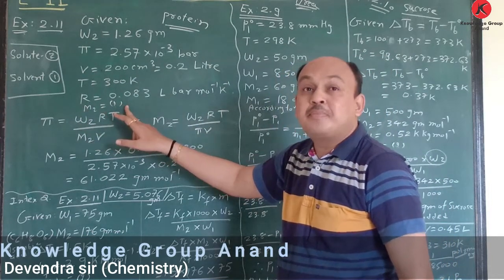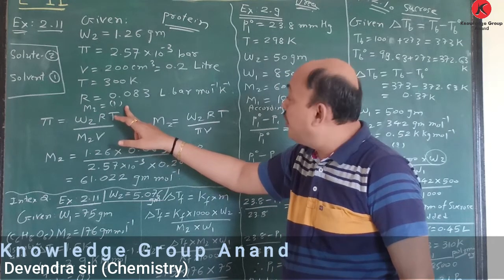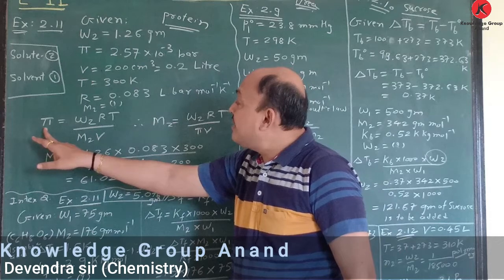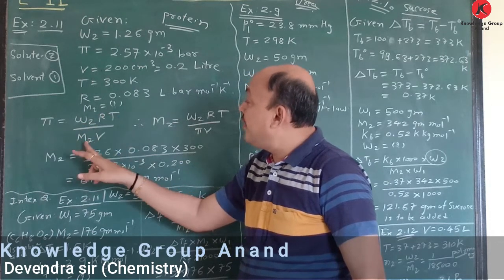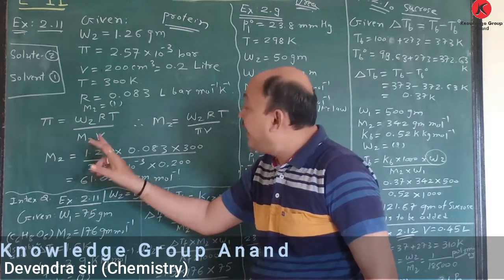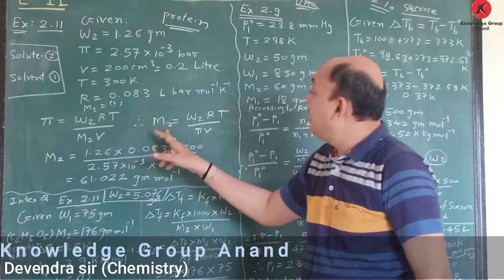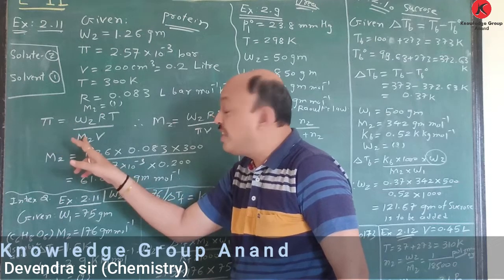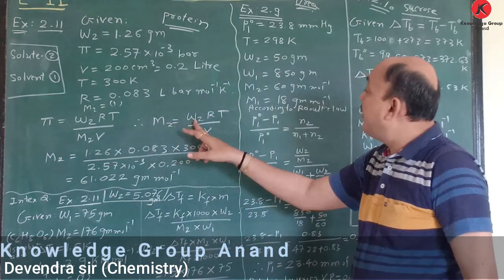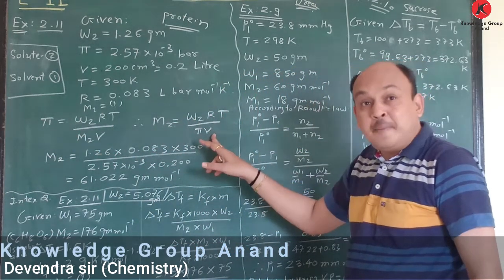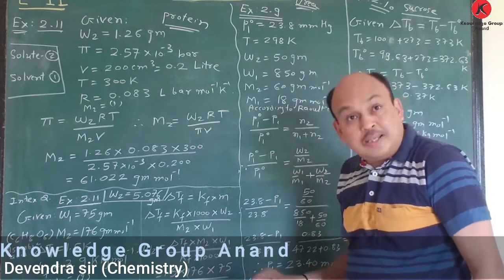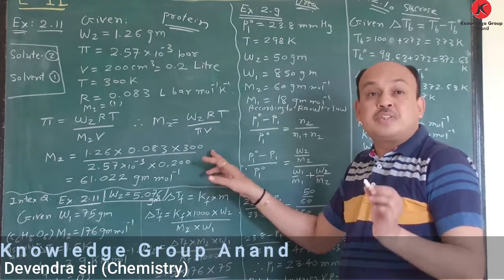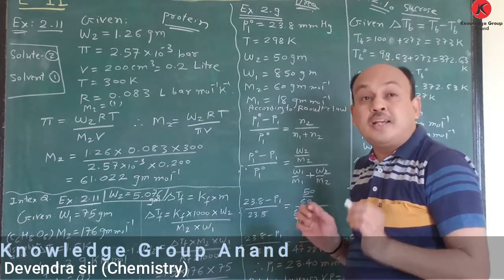M2, that is the molecular mass of solute, you have to find out. So here you have to remember one formula: pi is equal to W2 RT divided by M2 into V. So here M2 is equal to what? If we make the formula with respect to M2, at that time pi comes at this position. So M2 is equal to W2 RT divided by pi V. Put all those values. Now you see it's very easy. Now you just have to carry it out with the help of a calculator.